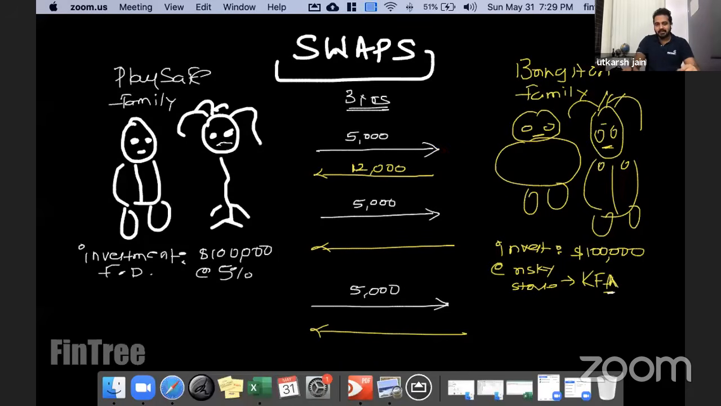We don't have to do that. What we can simply do is the netting. We can net the two amounts, and tell me how much would be the netted amount. The netted amount would be 7,000, right? So you just pay me that 7,000, job done. Next year, Kingfisher Airlines made only 3,000. So I will pay you 5, you pay me 3. Now we can again net the amount, and the netted amount is that the PlaySafe family will have to pay 2,000.